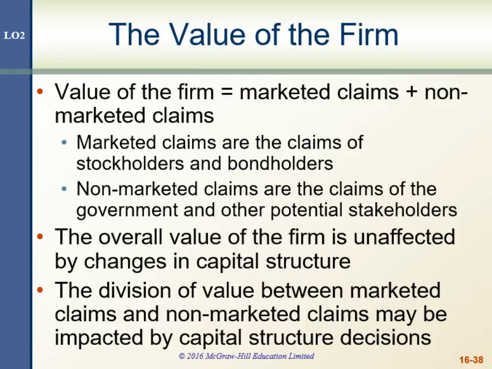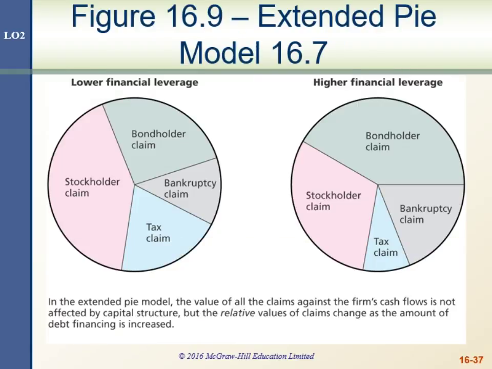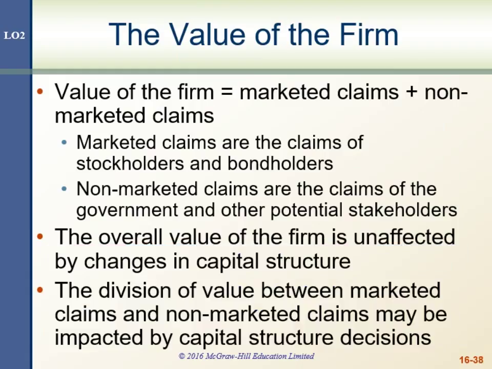But the overall value of the firm is unaffected by the changes in capital structure because the amount of cash flows that they can actually generate overall is determined by the business that they're in. So the division of the value between the pieces of the pie might actually be impacted by your capital structure decisions. So clearly there's a difference between high leverage and low leverage claims for the bondholders and stockholders. The division of the pie matters. Capital structure matters for the division of the pie, but not for the size of the pie.